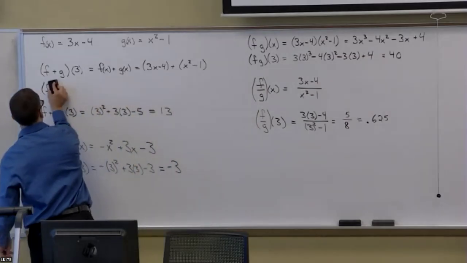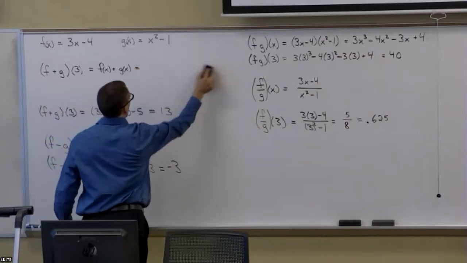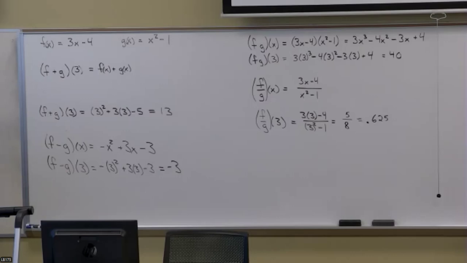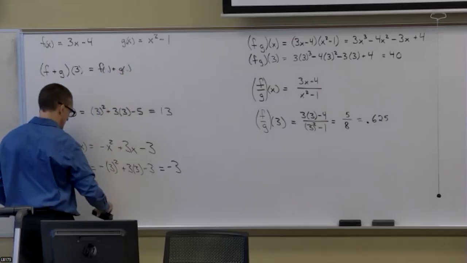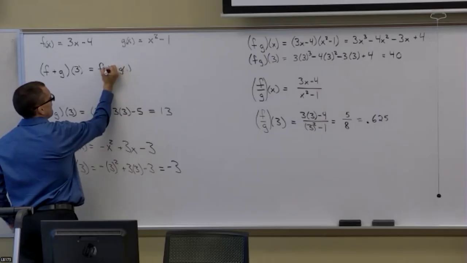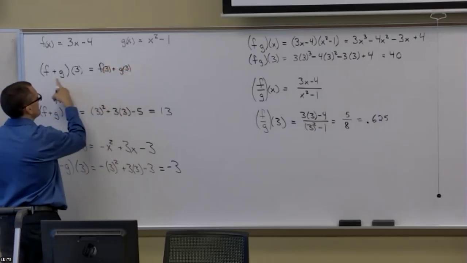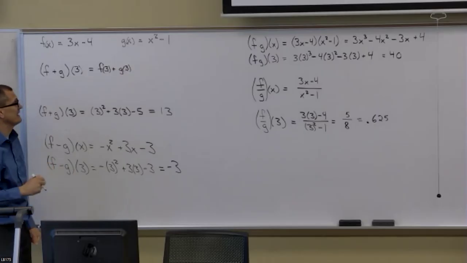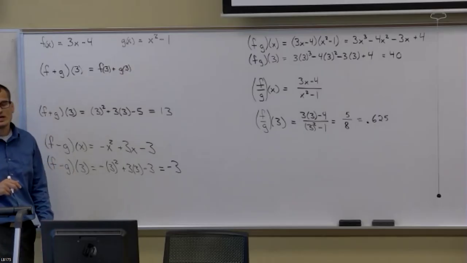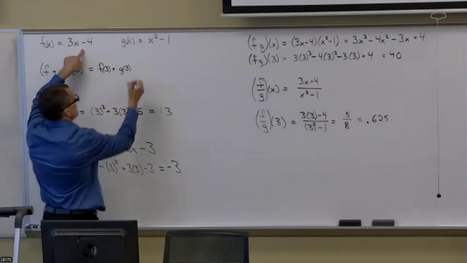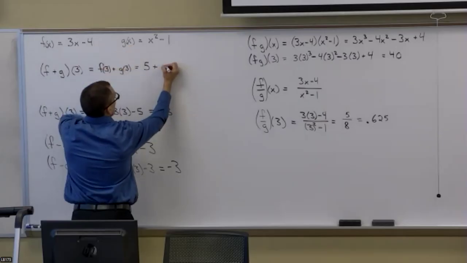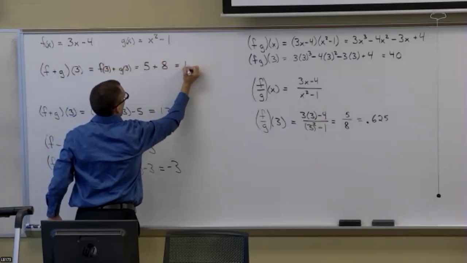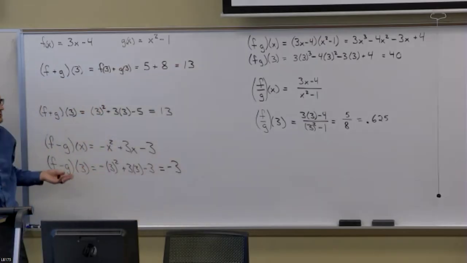Let's say I didn't know that. Well, what I could have done, if I didn't know that expression, is I could have simply plugged in 3 into each function separately, and in this case, added the outputs. If you plug in 3 to f, you get a 5. If you plug in 3 to g, you get an 8. 5 plus 8 is 13.